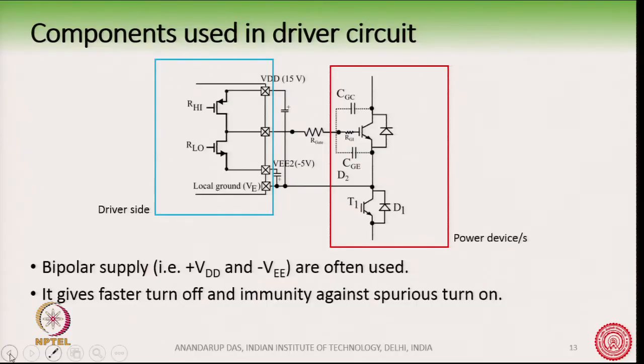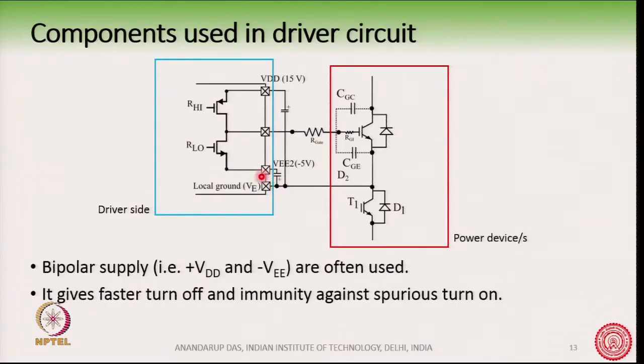An additional point to keep in mind is that you may choose VDD to be 15 volt, and instead of a minus 5 volt you may choose to have a 0 volt. Therefore, there will be a local ground here, and instead of minus 5 you will connect it to a 0 volt. This is also possible and is used. However, the minus 5 volt gives you certain advantages.